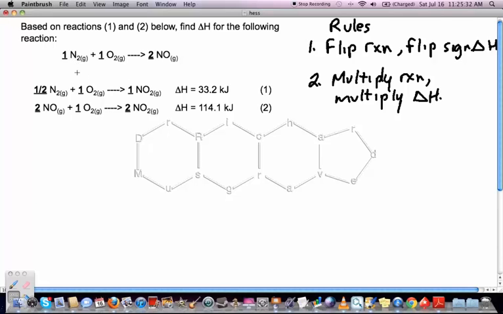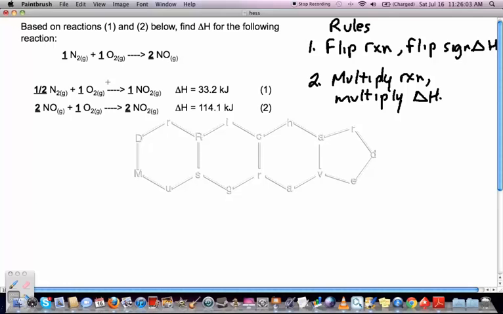Now what I mean by that is we've got N2 on the reactant side and we've got N2 on the reactant side of this one. That means that I wouldn't want to flip this reaction because it already has the N2 on the correct side. If I look at this one, I've got NO on the product side, and here I've got NO on the reactant side. That tells me I would need to flip reaction 2 in order to make sure that this gets onto the correct side. So that would be the first thing I should do, is figure out if everything's on the correct side.